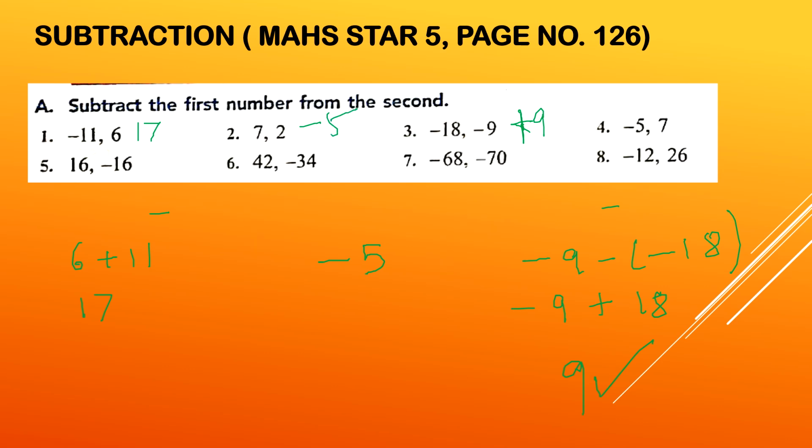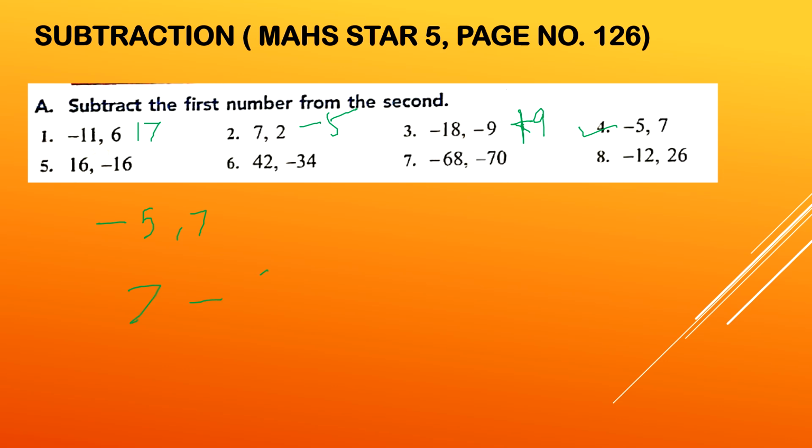Okay, now this is done. Let us say for minus 5 and 7. So we have to subtract here. This is question number 4. So minus 5 and 7. We have to subtract 7 minus minus 5. Same rule, it will become plus. You get 12.